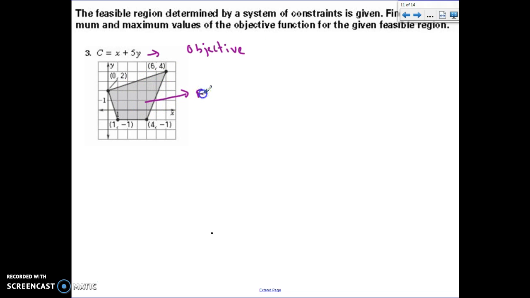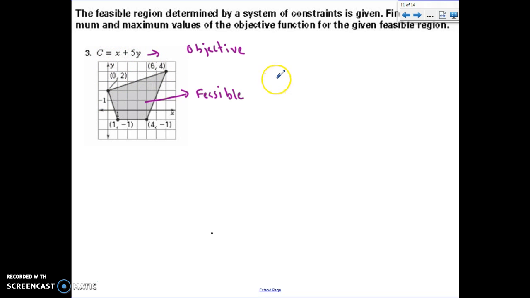This is number 3 in your notes. I know I said I was going to do number 1 with you guys, but I felt after class maybe this is the best one. So what we want to do is find the minimum and maximum value for this feasible region, given the constraints that are graphed and given that objective function.